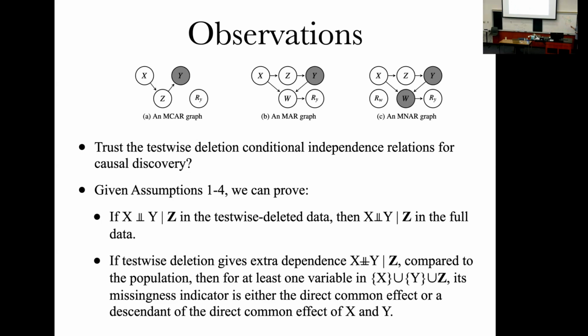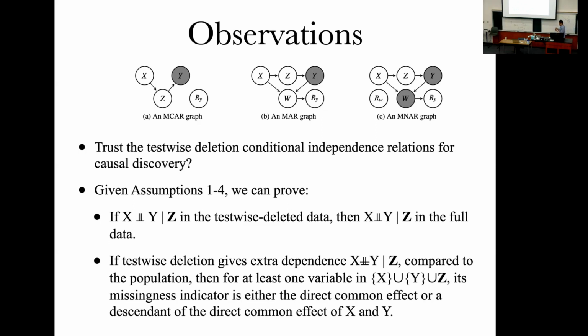Because here, when you try to see whether X and Y are independent given anything, you always condition on Rx, because if X is missing, you cannot use the value, right? And then this is the descendant of the collider. Then conditioning on this variable, they will be connected. So basically, only in situations like this can you see extra dependence between X and Y. Good, that's the only situation.